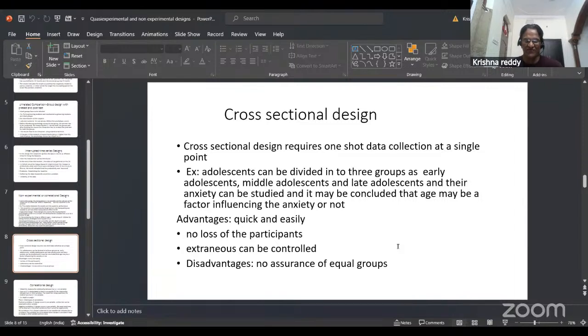Age may be one factor, but other factors may not be the same. So the disadvantage of this particular cross-sectional design is that the early adolescents, middle adolescents, and late adolescents may not be equal groups with respect to so many factors. As far as the age factor is concerned, they may be equal, but for the other factors, they may not be equal. So if you take up a study of anxiety levels at different ages, we can use cross-sectional design.